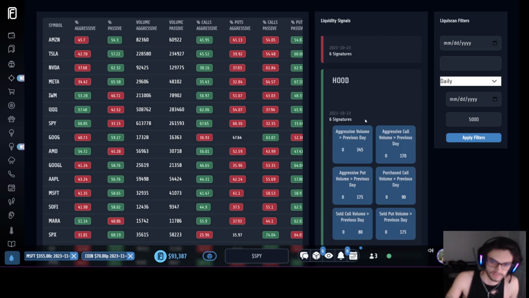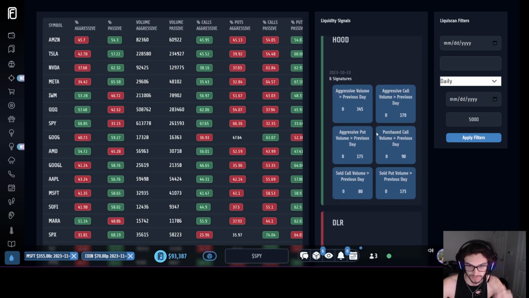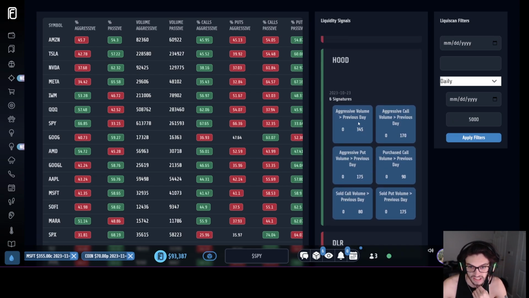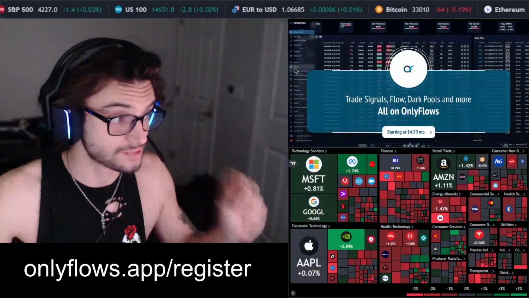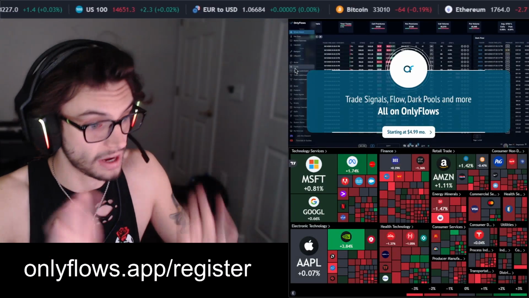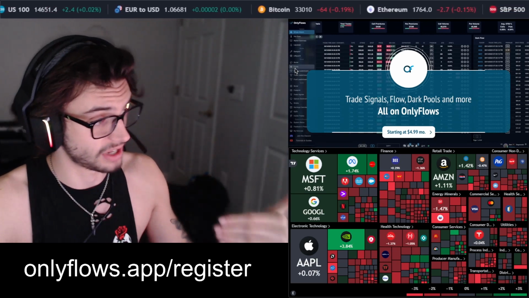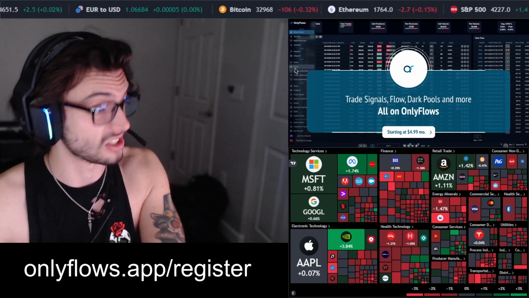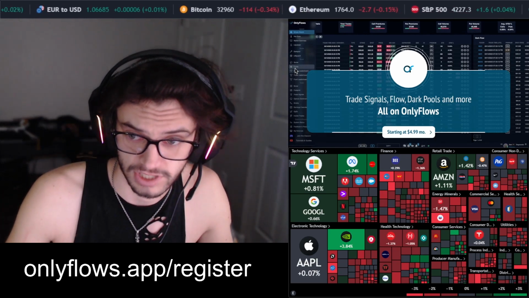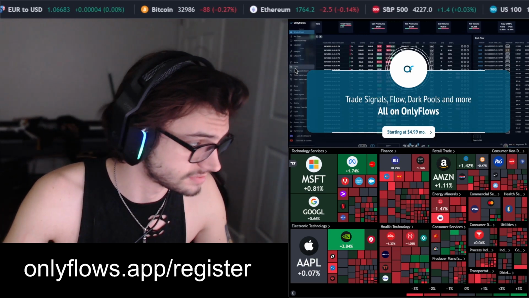So this is for every ticker that exists in the market with options. Super powerful. HOOD, for example, Robinhood, aggressive volume from 0 to 345. All of these were originally zeroed values, and we're seeing aggressive call volume go up to 170. This will tell you and show you where things are being renavigated. This is the big players actually moving in and out, and you can see it in real time. So we're going to do a lot more coverage of this very soon.